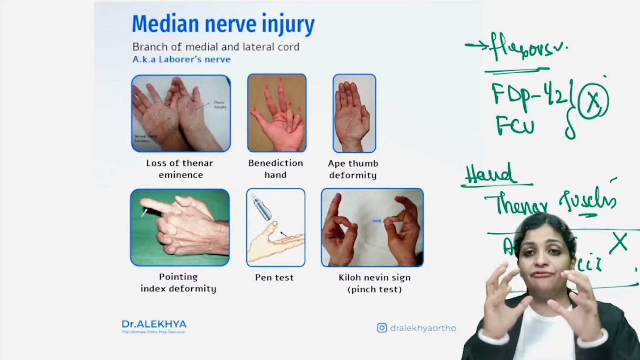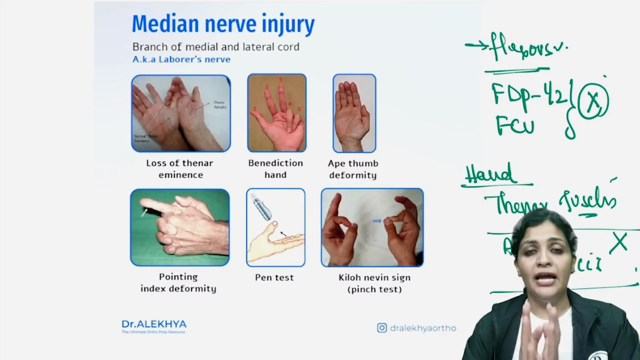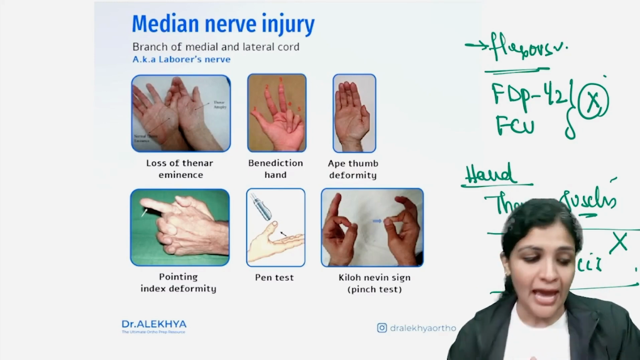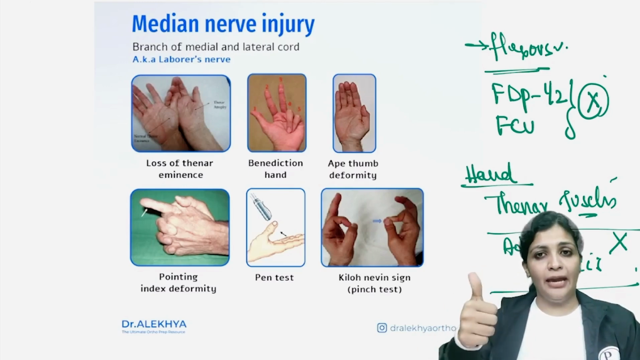If not, finger flexors are involved; if extensions are involved, then it is up to your radial nerve. That's it, right? And now, for completion's sake, let us learn what the median nerve tests are. So first is your ape thumb deformity.